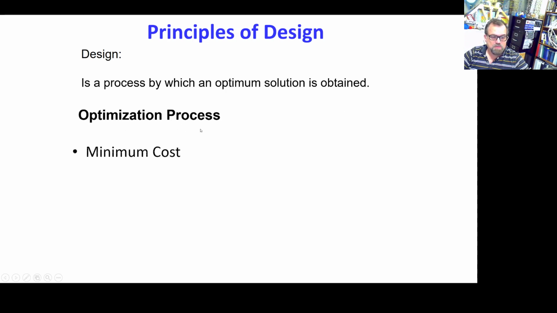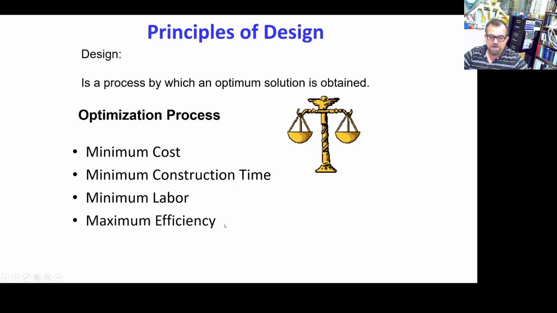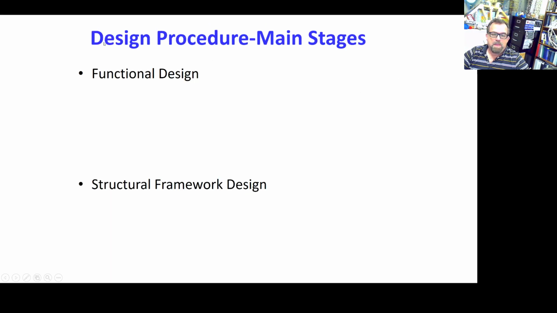So it's an optimization process, and I'm going to repeat that: at the minimum cost, minimum construction time, which at the same time reflects into minimum cost, minimum labor, once again we are referring to this, and maximum efficiency. For what? Balancing all of these. For what purpose? To produce structures that are safe, economical, and serve the intended purpose. That basically is design. Now, there are different stages in the design procedure.